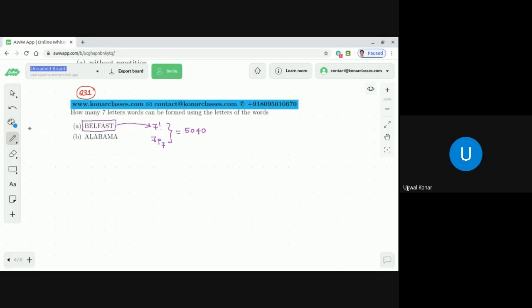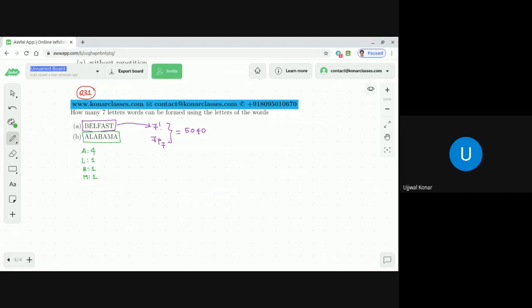Second question is different. What is the second question? It says that there are 7 letters in that word, but not all are distinct. How many A's are there? 4. 1, 2, 3, 4. How many L are there? 1. How many B are there? 1. And how many M are there? 1. Now recall the formula.